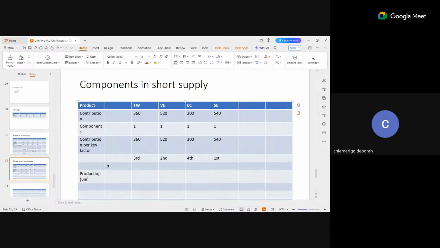So production in units. Special order is constant. 30, 20.